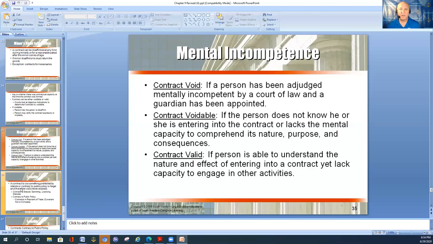Very dangerous situation to get into if you enter into a contract with someone who's mentally incompetent, who hasn't been declared mentally incompetent. They have all the power in that case. Well, what about the third one? The third one, the final one.